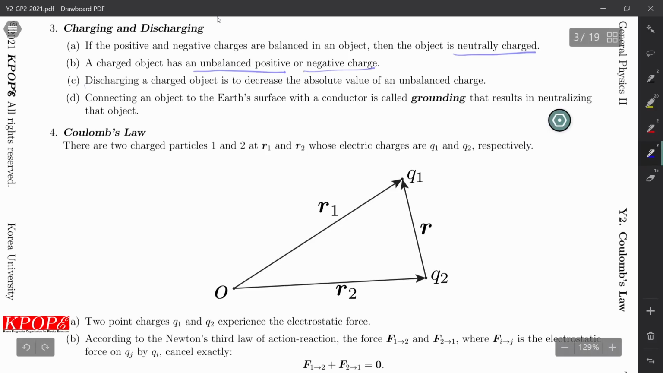Discharging: that unbalanced, either positive or negative, charge disappears to make a neutrally charged state. So returning to the neutrally charged state from the unbalanced charge is called discharging. Connecting an object to the Earth's surface with a conductor is called grounding.